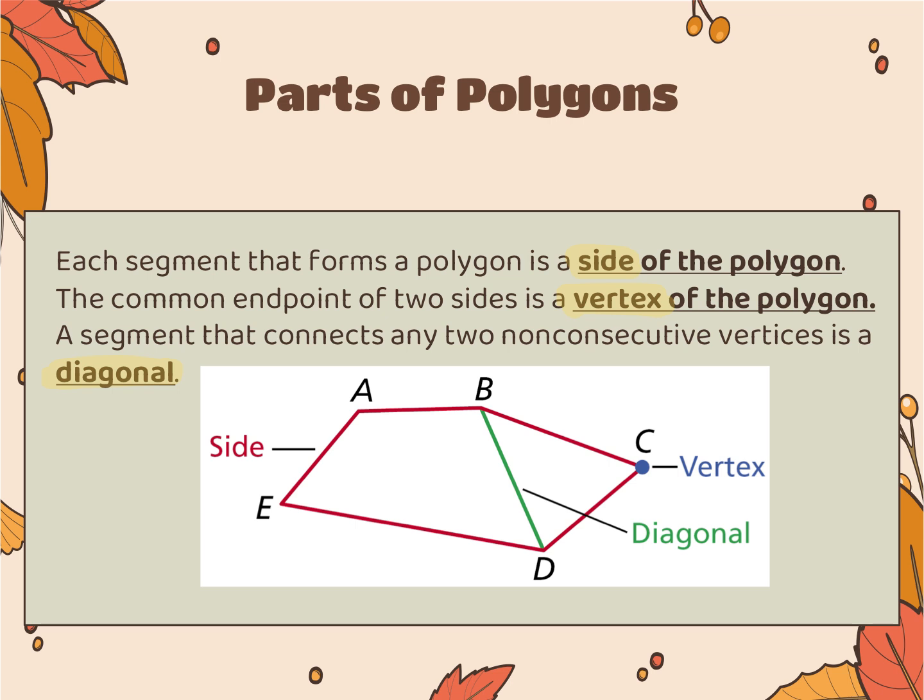In the diagram, it's labeled for us. Your sides are in red. For your vertices, I'm going to add extra little dots. This is where the endpoints of two sides connect. And then your diagonals are those lines in green. I'm going to add one more just so you can see where it is. This is also a diagonal, okay?